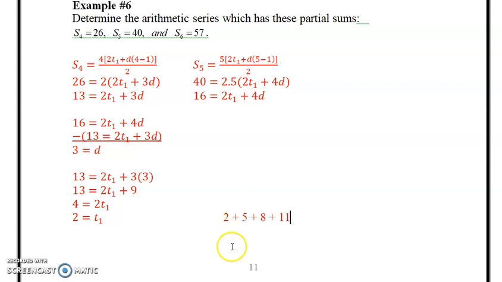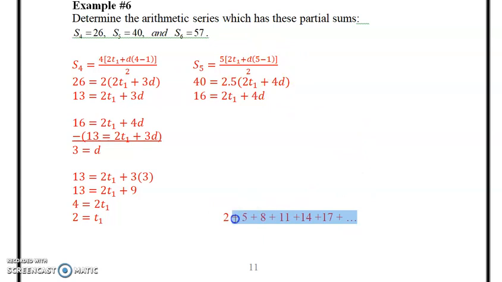If you add those up, you'll notice that 2 plus 5 is 7, plus 8 is 15, plus 11 is 26, so it does hold true. Then we add the next term, which would be 14. 14 plus 26 again is 40, plus 17 would be 57, and so on. We don't know where it ends because we weren't sure. So there is your answer.